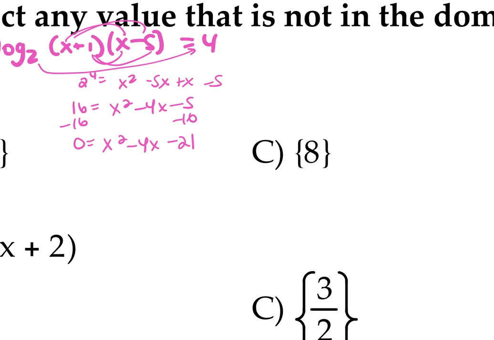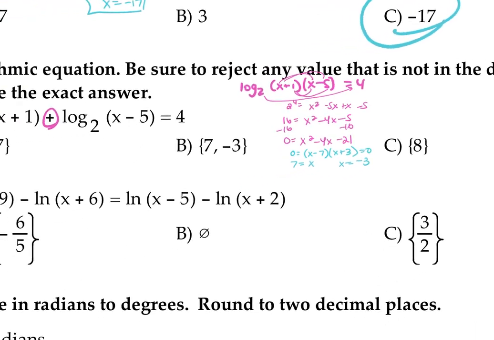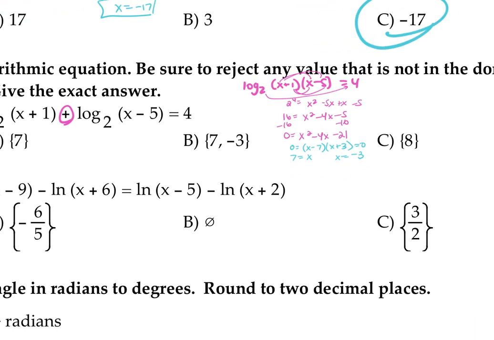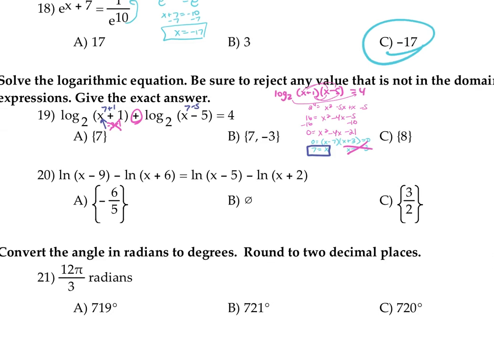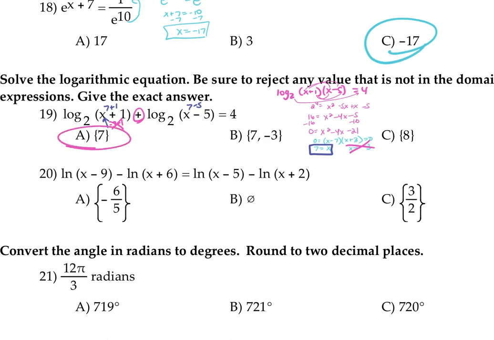Factors of negative 21 that sum to negative 4 would be negative 7 and positive 3, and then split and solve, and I get x equals 7 and x equals negative 3. Now, when you've got a log in the original equation, you want to check them by plugging them back in here. If I get 7 plus 1, I can find the log of that. If I do 7 minus 5, here's 2, I can do the log of that. So that answer gets kept. If I plug in negative 3 plus 1, I'm finding the log of a negative number, and that cannot happen. So we rule out the negative 3 and just keep 7 as the answer.